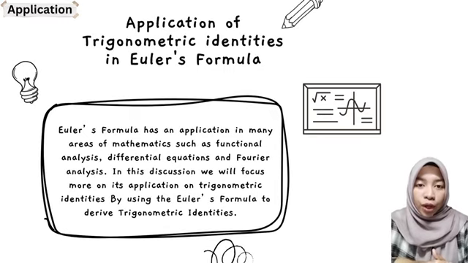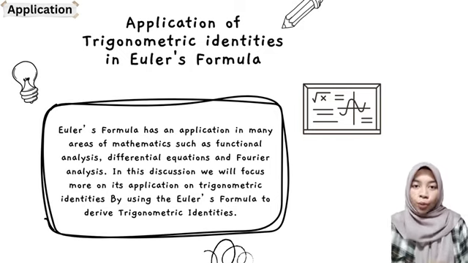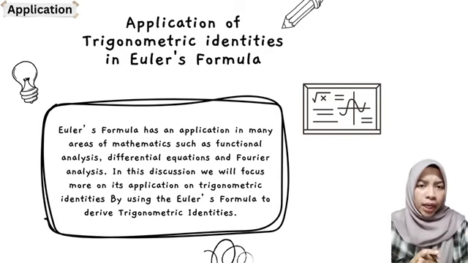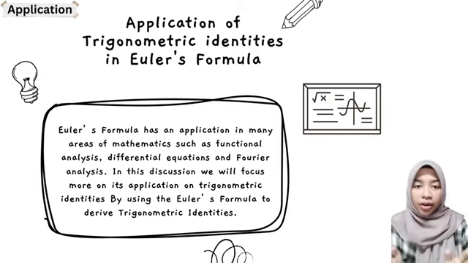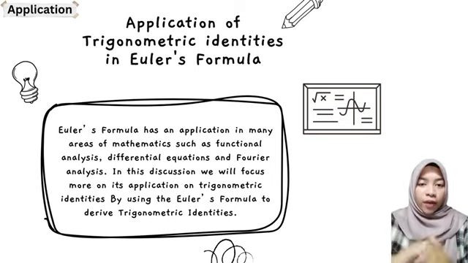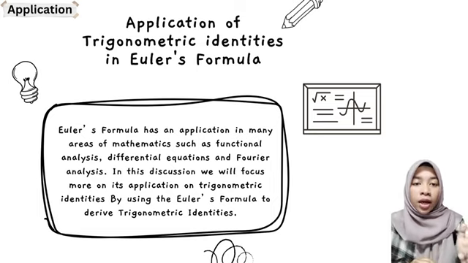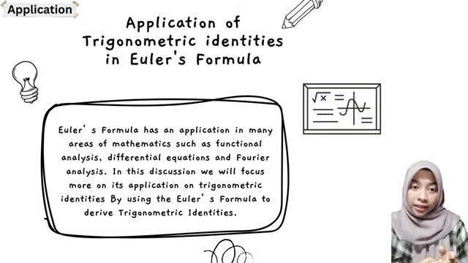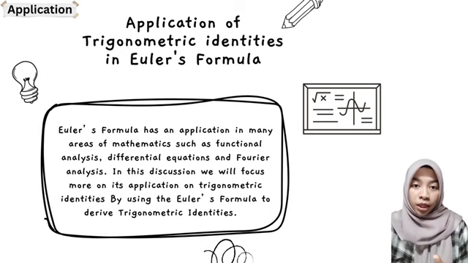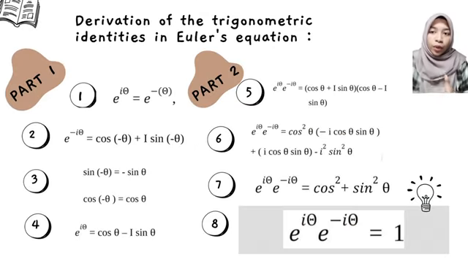So, we will move on with the application of trigonometry identities in Euler's formula. Euler's formula has applications in many areas of mathematics such as functional analysis, differential equations, and Fourier analysis. In this discussion, we will focus more on its application to trigonometry identities, using Euler's formula to derive them.